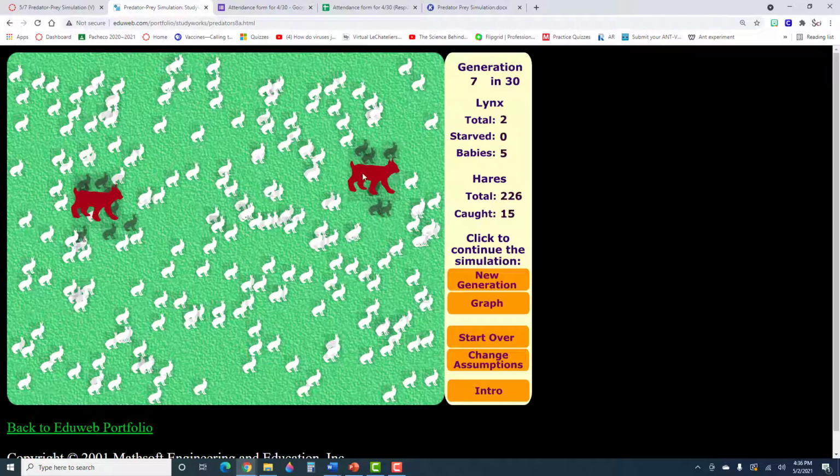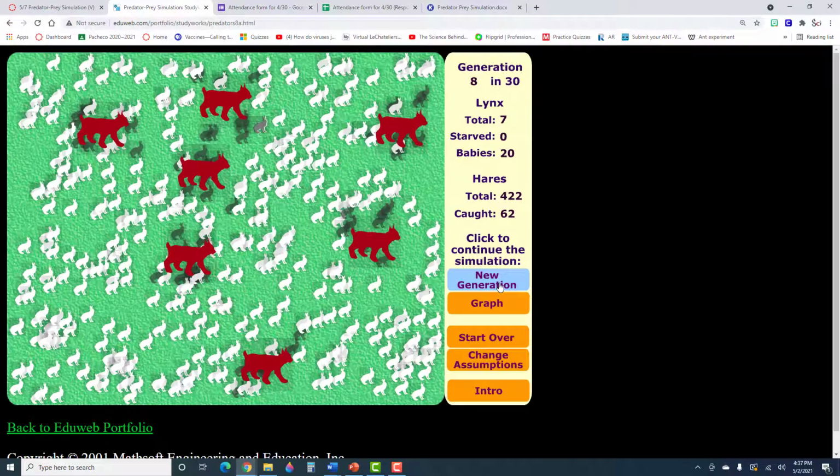Generation 7, so that lynx had a baby last time, and now that baby lives too, also because there's a ton of rabbits here. Now imagine doing this activity, but instead of virtually, you cut out all these little rabbits by hand, and then you had these lynx cards. This is how we used to do this with students. So the simulation is kind of nice because it saves you a lot of time. So these lynx both live and they both get to have some babies, but look how many hares you have total. That's a lot. So generation 8, getting kind of crazy in here.